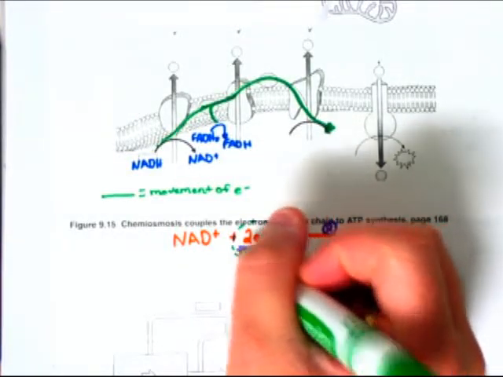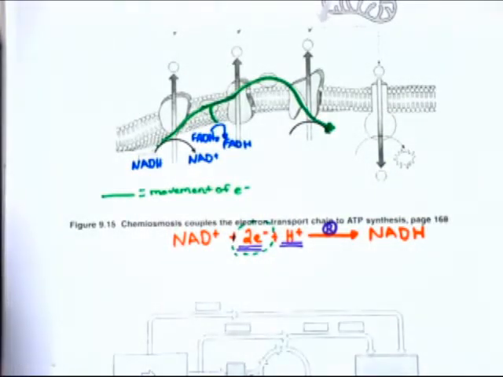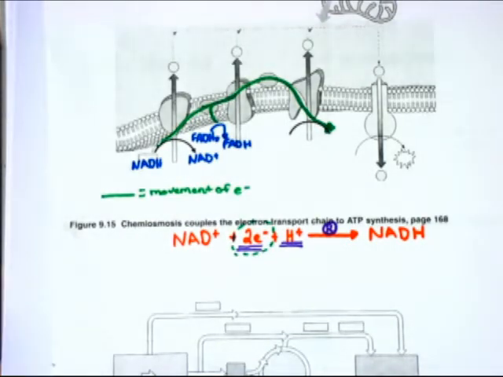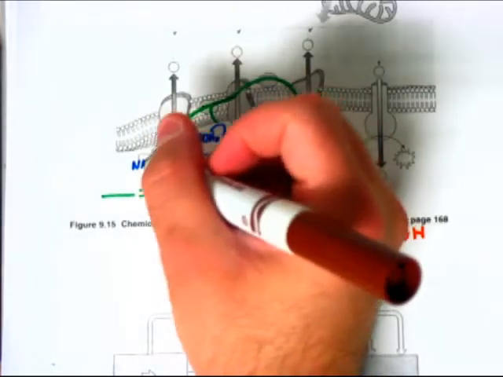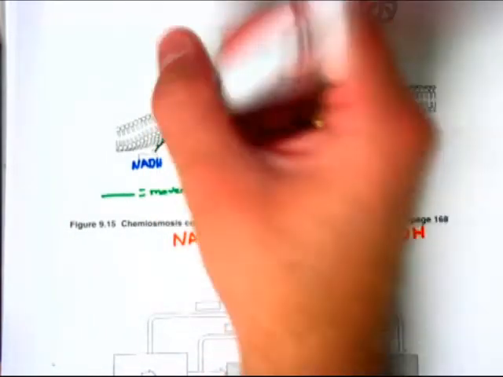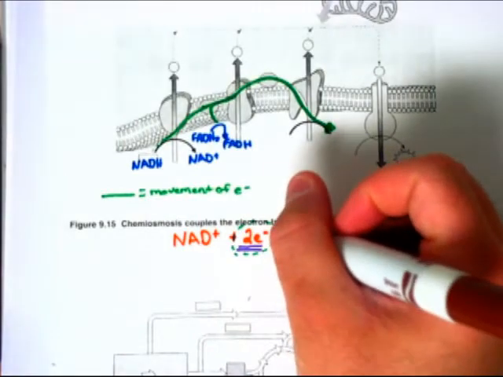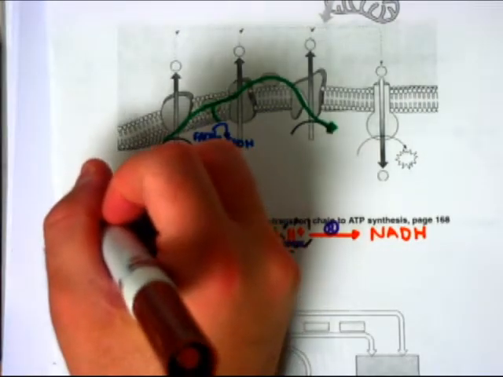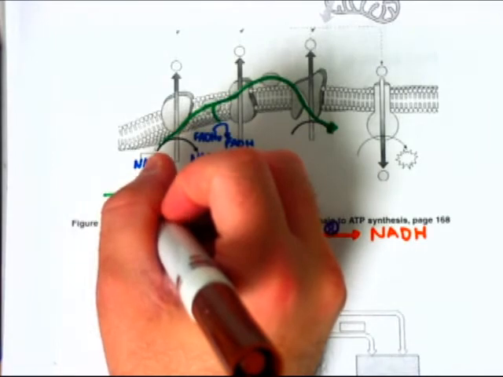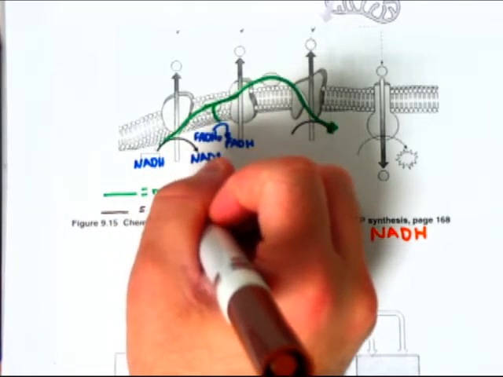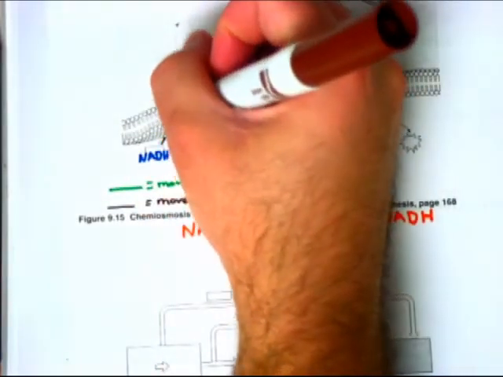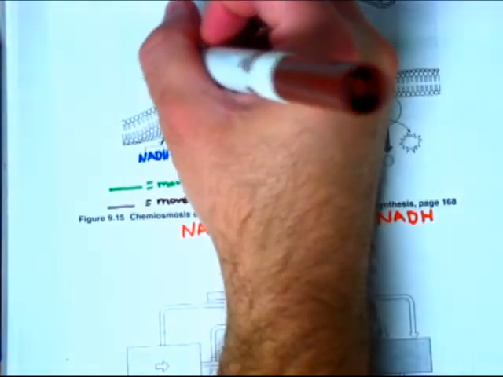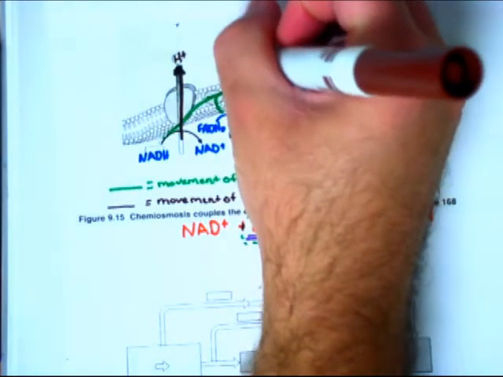In the NADH, right? What else was there in the NADH? The H plus. So when you break down the NADH, you're not only releasing your electrons, in green, but you're releasing your H's, which I'll show in brown. So you're releasing your H's to the outside.